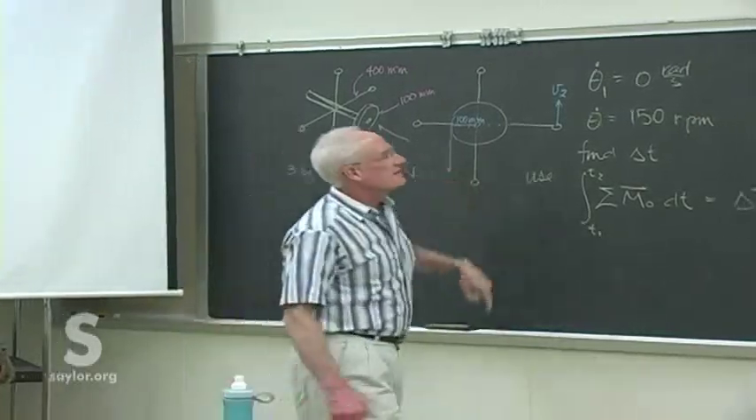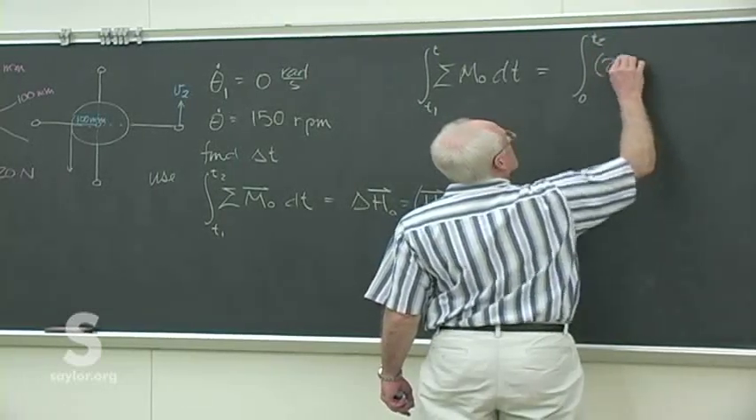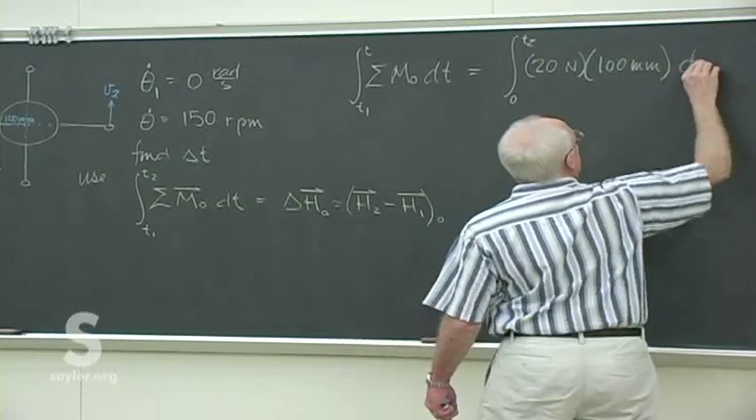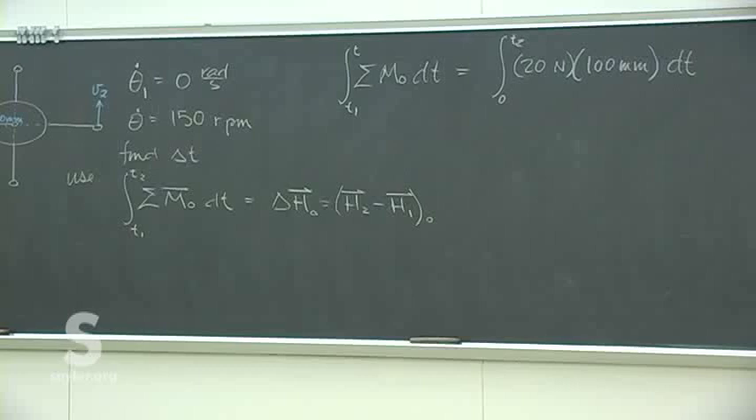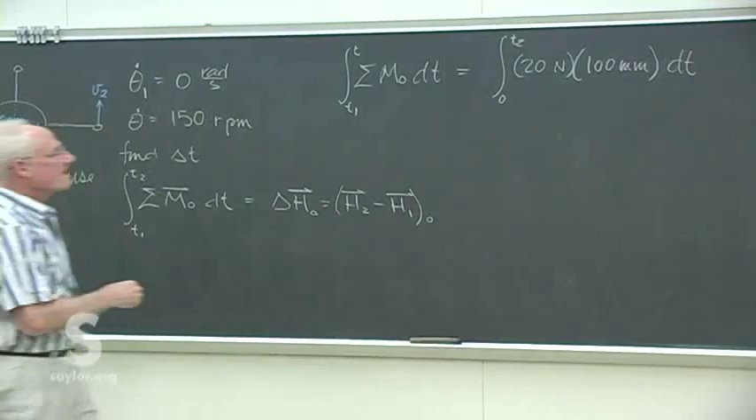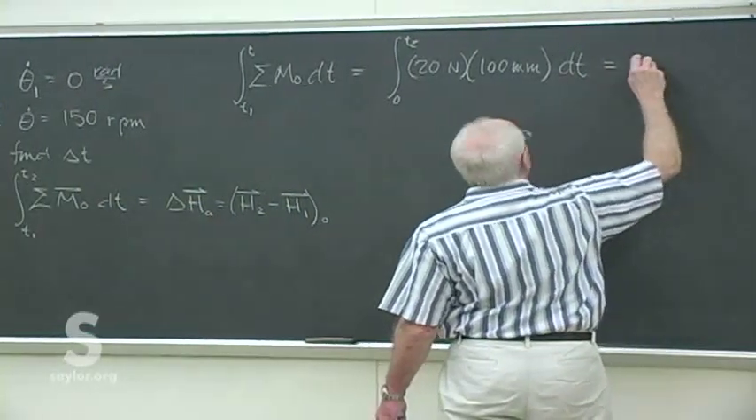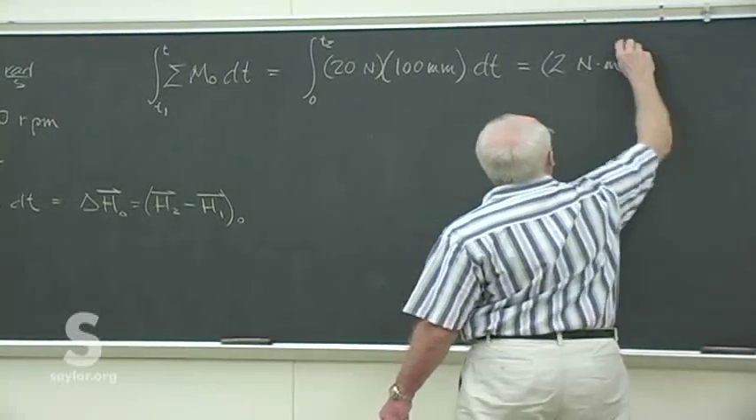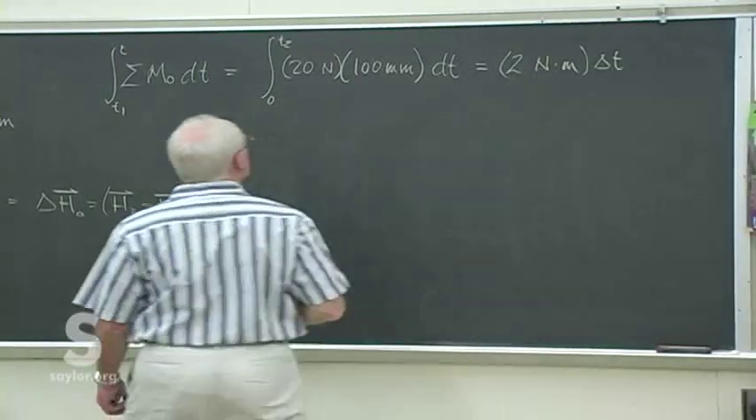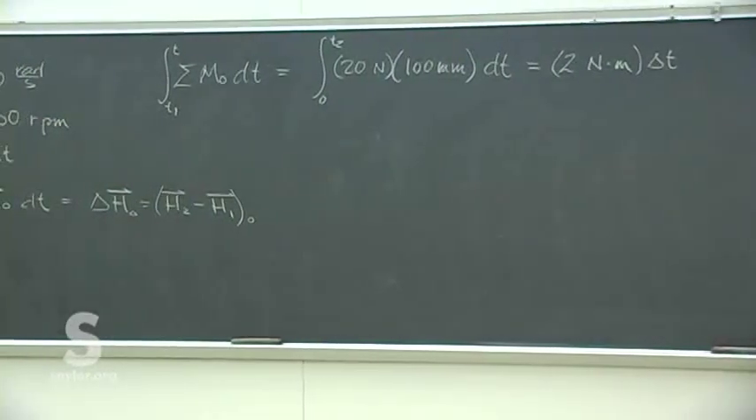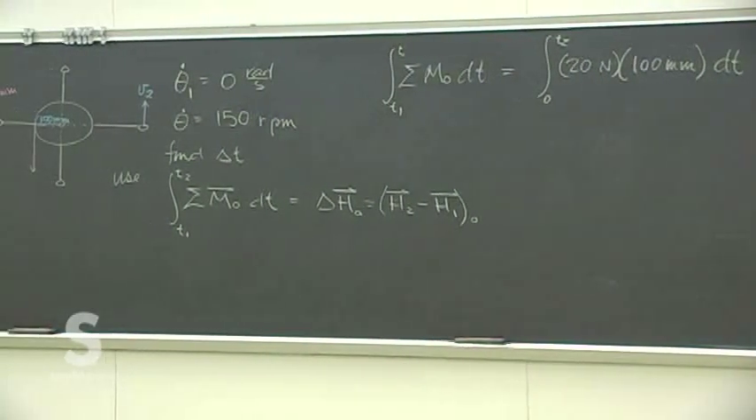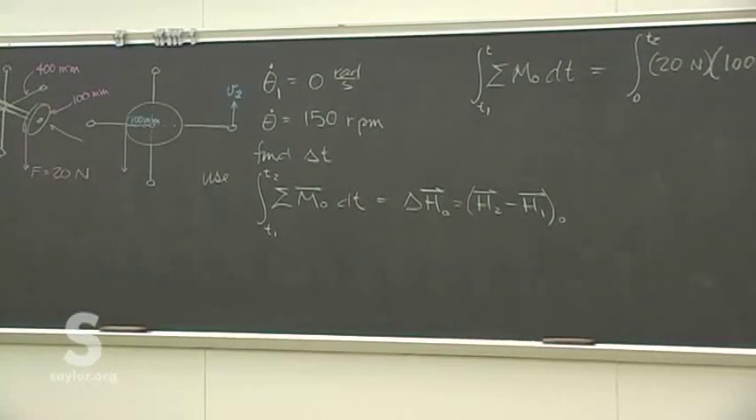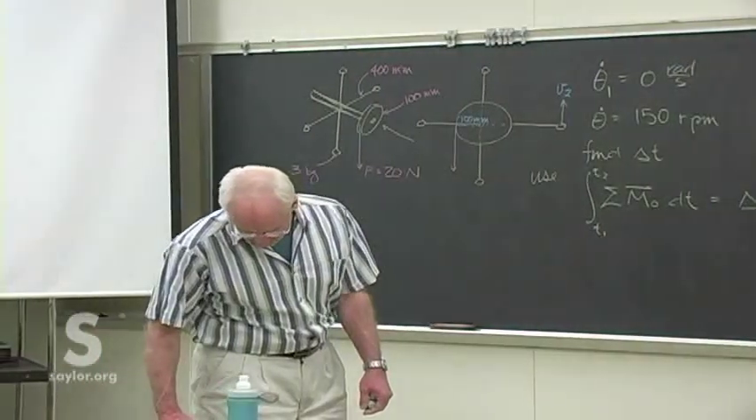The moment is, of course, the force times the moment arm. Those are both constant. So you just have to watch your units. And since they're constant, they come out and integrates to delta t, and there's the delta t we'll be looking for. Equals what? 2 newton meters. So that's the impulse side, unless I made a goof, I don't think so. Never ever do.